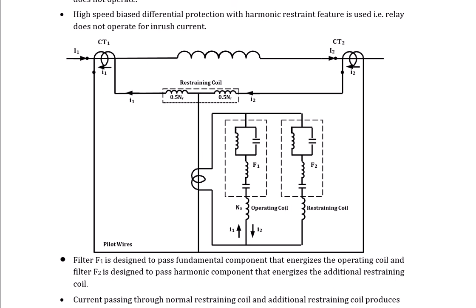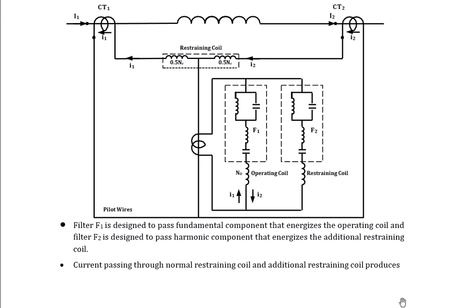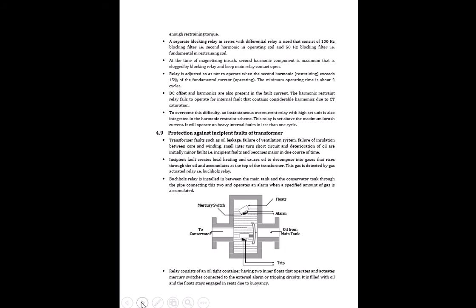Filter F1 is designed to pass the fundamental component that energizes the operating coil, and filter F2 is designed to pass the harmonic component that energizes the additional restraining coil. The current passing through the normal restraining coil and the additional restraining coil produces enough restraining torque.